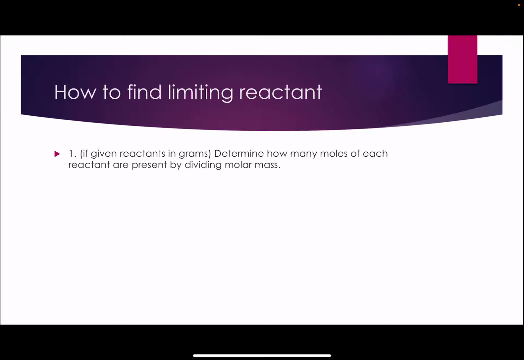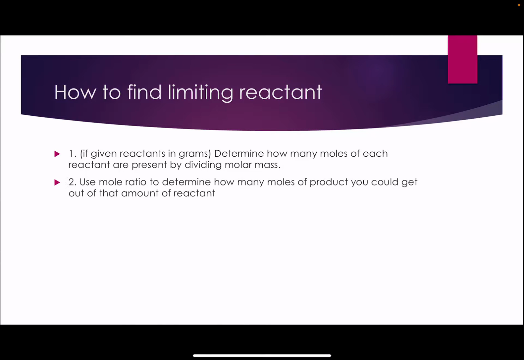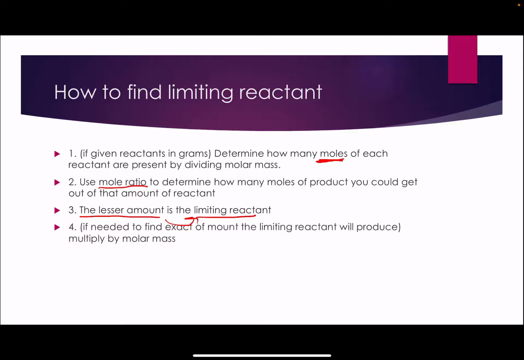So how to find it? If given reactants in grams, we're going to determine how many moles of each reactant are present by dividing by molar mass, okay? So we want to find moles with the reagents. And then we're going to want to use mole ratio to determine how many moles of product you can get out of that amount of reactant, out of both. And then the lesser amount is going to be the limiting reactant, okay? And then if the problem asks, it most likely will, how much can you produce with the 2 reactants? Well, you take your limiting and you convert it into grams or kilograms, whatever. You multiply by the molar mass to get your mass, okay?